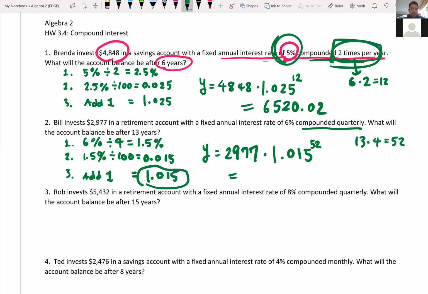So you end up with 6,074. And that's pretty good, right? Without you doing anything, your $3,000 investment became $6,000. I mean, it took 13 years, but if you are able to just leave the money in the bank for that long time, money can grow on its own.